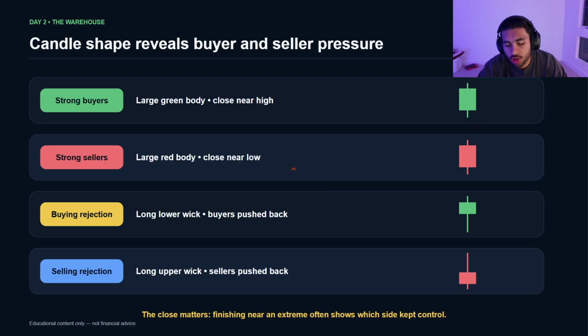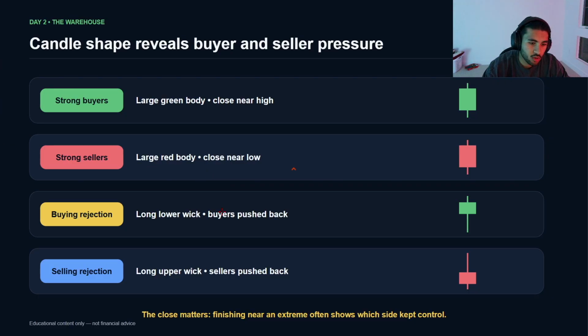So if we have a large green candle and the close is near the high of the candle, the highest point the candle reached, that would mean there's a lot of buy pressure in the market. Buyers are taking the market over. Same thing for sellers, which is the opposite. So if there's a large red candle or a large down candle, and the close is near the low, not pushing the low, but it's near the low, there's a lot of sell orders coming in the market, a lot of sellers or a lot of bears coming in the market.